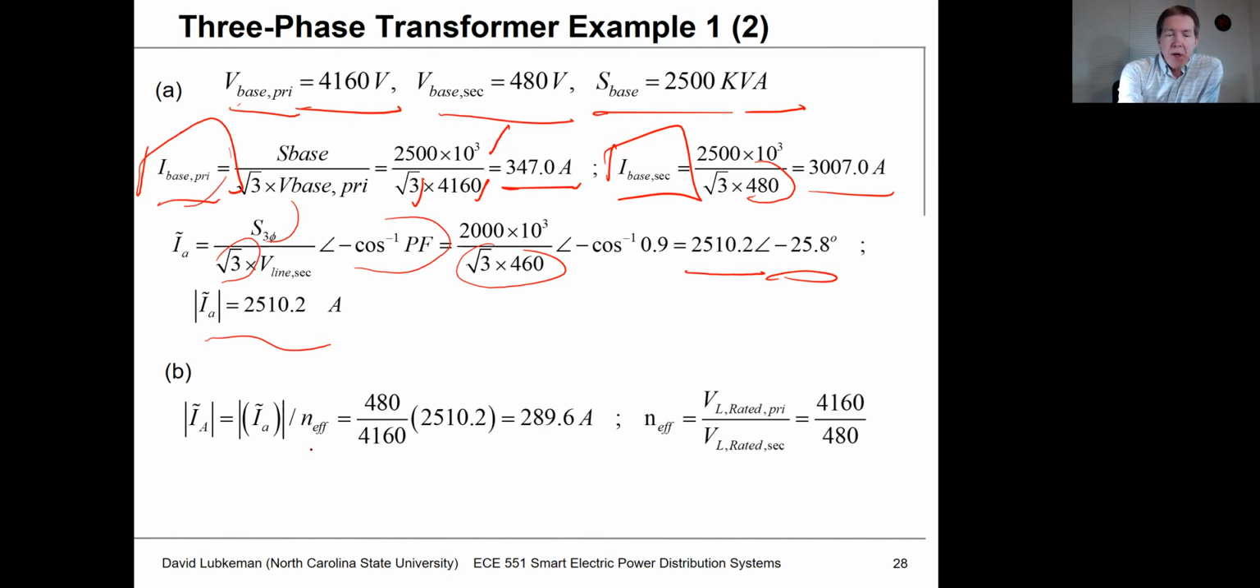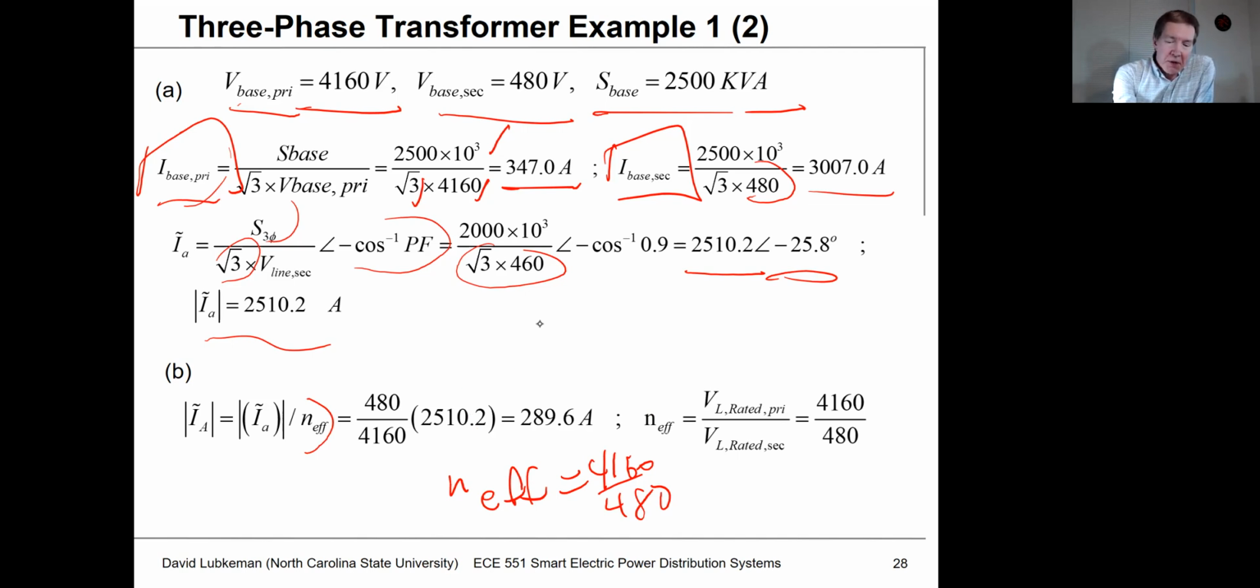The other way you can do this is you could simply use what's called the effective turns ratio of the transformer. So the effective turns ratio of the transformer is basically going to be the ratio between the high side and the low side. And so in this case, N effective is going to be the 4160 divided by the 480. And if you then have the current on the secondary side, you can divide through by N effective. And that will give you the high side current.